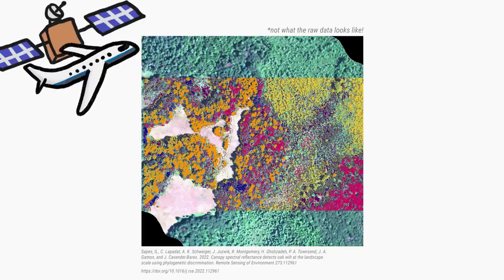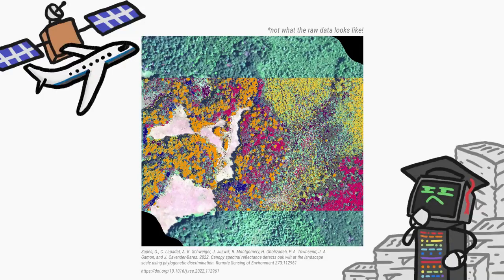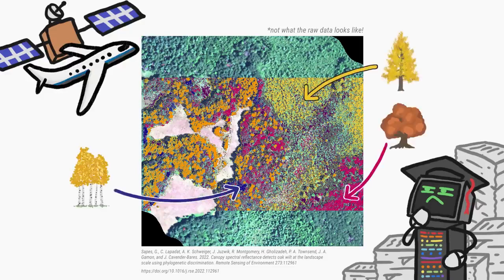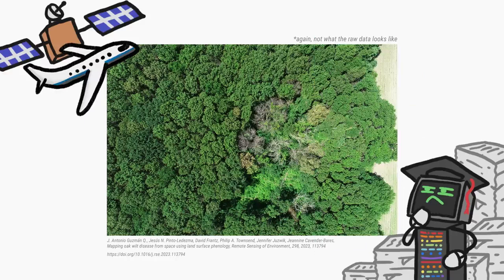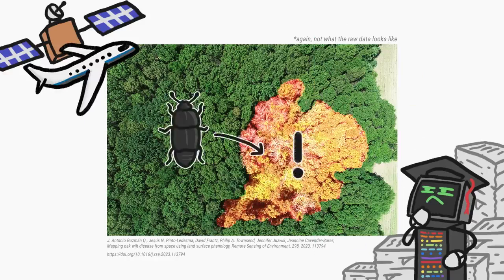Tree ecologists can run fancy images from planes and satellites through computer programs trained on the spectral signatures of thousands of different tree species. And the programs can identify the species that live there. The programs can even find trees that aren't doing well and figure out the particular reason they aren't doing well.